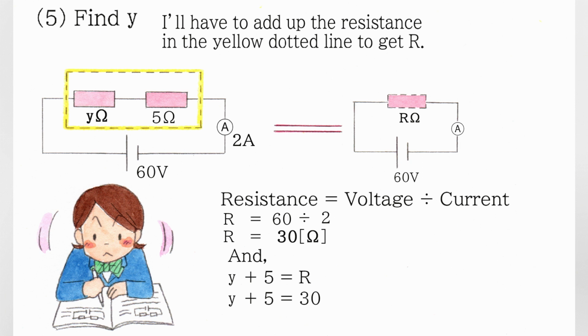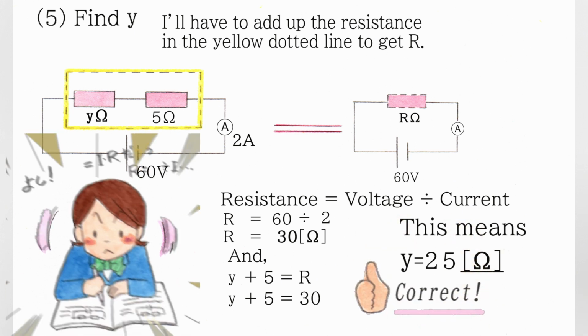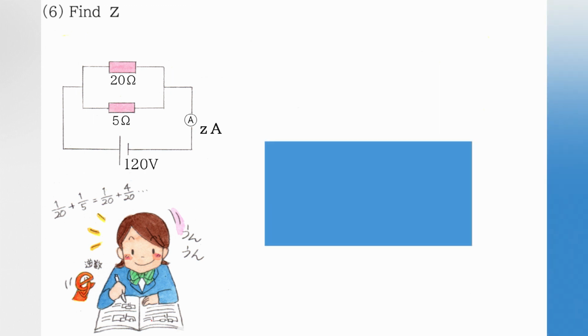Y plus 5 equals 30. This means Y equals 25 ohms. Correct! No. 6, find Z.